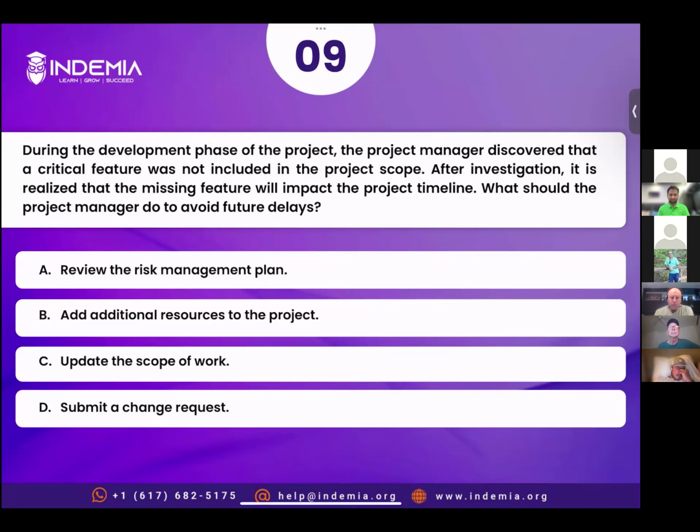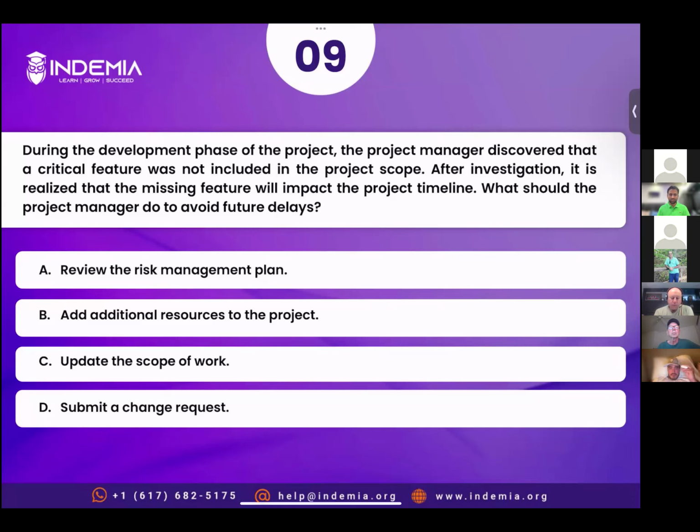I'm not sure, but I selected D first, and then right after I changed to C. I'm not sure. A and B is definitely not the answer. It would not do it. But I don't know which order comes first. Do we update the scope of work first, or do we submit the change request? That's the question right now.